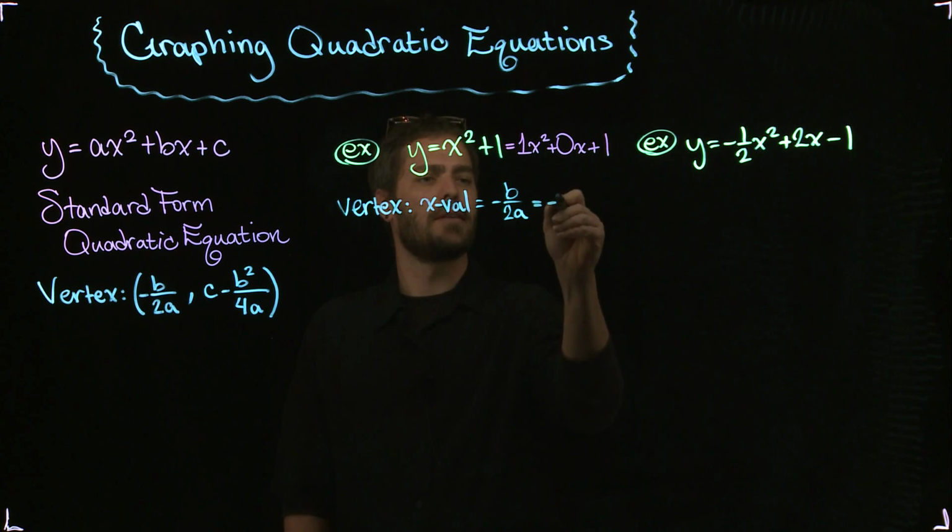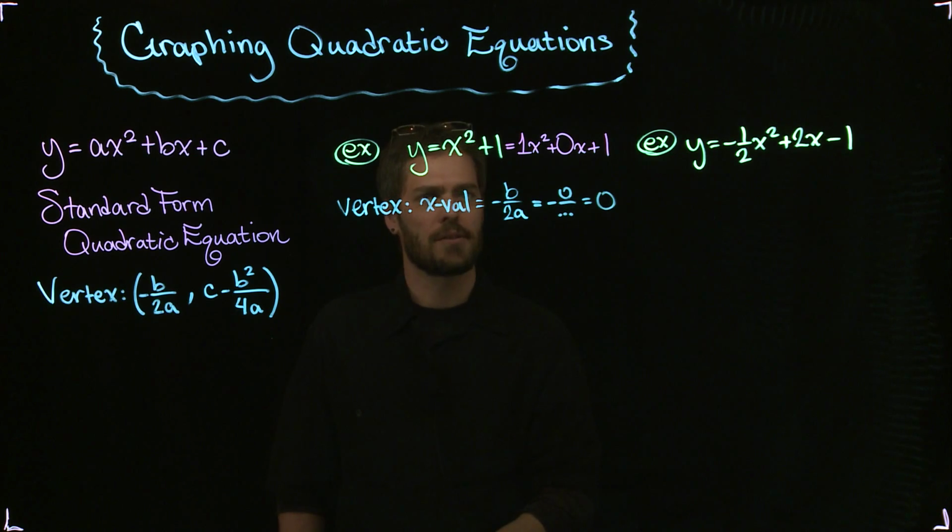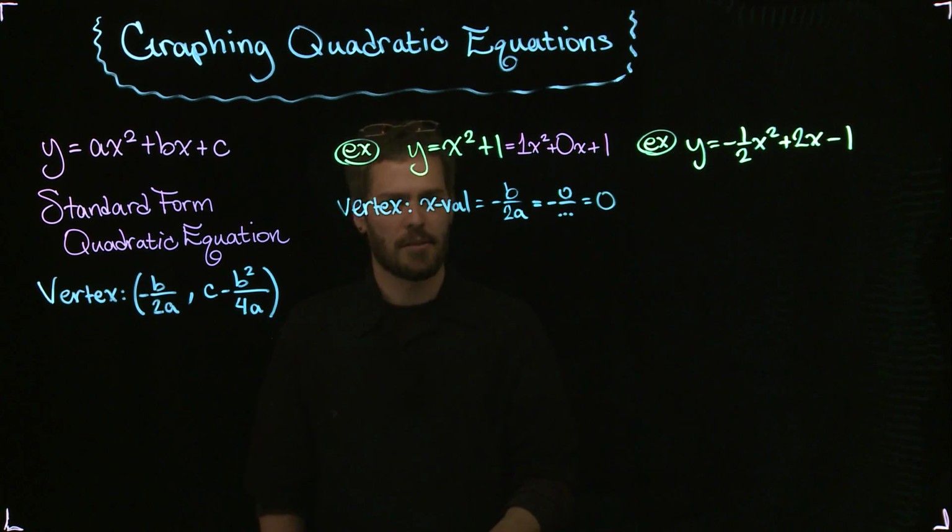Okay, so I put in a 0 over here. It doesn't really matter what this is unless it's 0. And we're just going to call that 0. 0 divided by anything is 0.